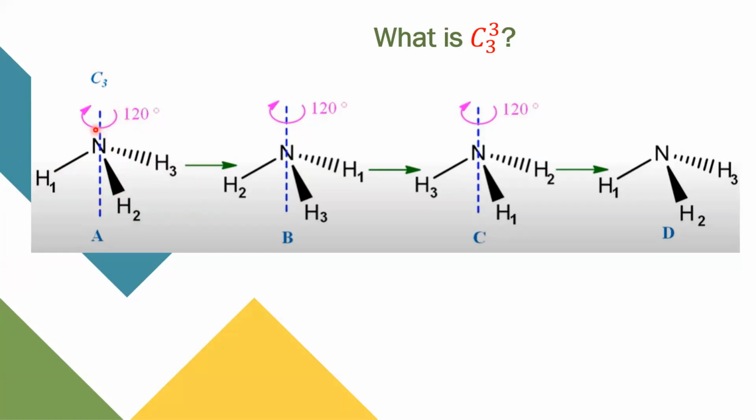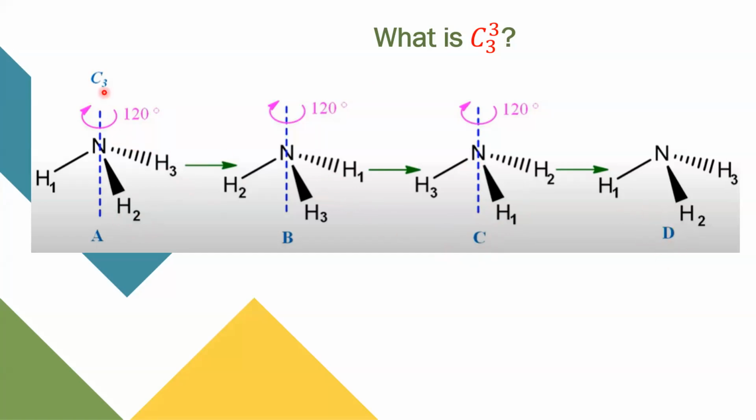So you rotate this by 120, and the hydrogen atom positions change like this. So with 120 anti-clockwise, H1 goes here and H2 comes here, right? And H3 comes above the plane. So again, when you rotate it 120, you get the molecule C, which is equivalent. And when you do another 120 operation, you get D.